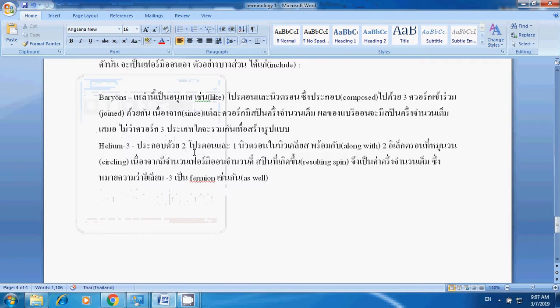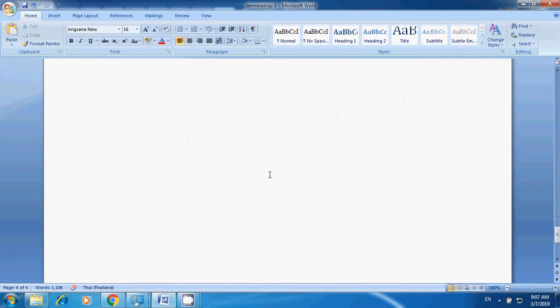Helium-3 is composed of 2 protons and 1 neutron in the nucleus, along with 2 electrons that are circling, so there are an odd number of fermions. The resulting spin is then a half integer, which means that helium-3 is a fermion as well.